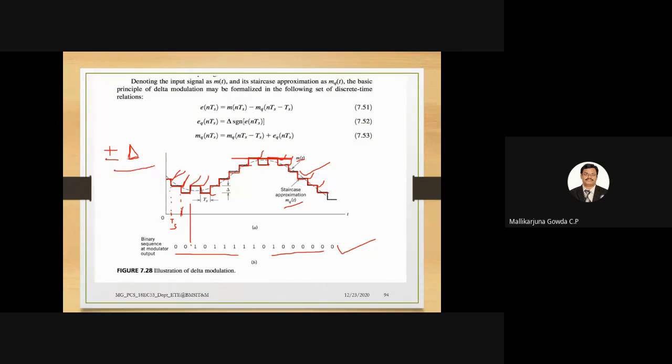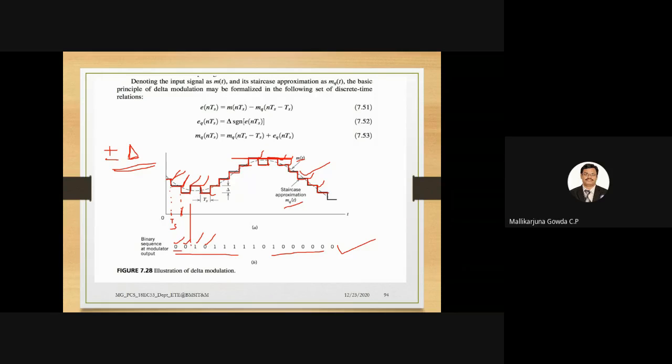So here I have only two cases, plus delta or minus delta. So when it is decremented by delta, I denote it by 0. Okay, so first two cases decremented by delta, that is why I am representing two zeros. Right? So next case it is incremented by delta, I am denoting it by 1. So next case again it is decremented by delta, I am denoting it by 0. So incremental value of delta will be represented by binary 1. When I decrease by delta, that will be represented by 0.